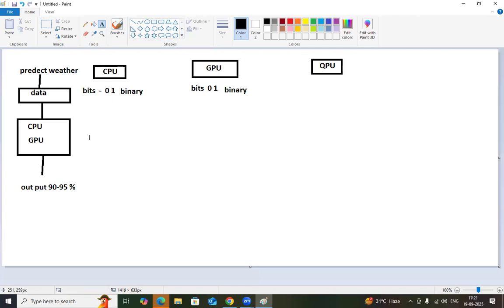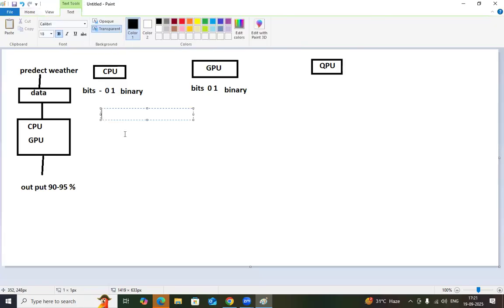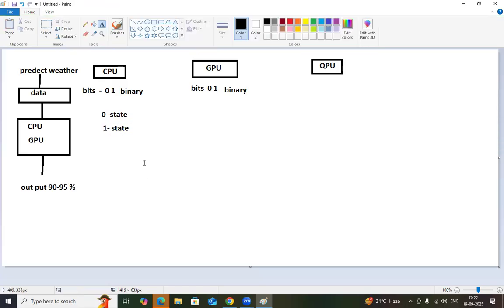And in binary, suppose I say 0, 0 has some state. If I say 1, 1 also has some state. If I say 0, that is 0 only. If I say 1, that is 1 only. It is very clear.